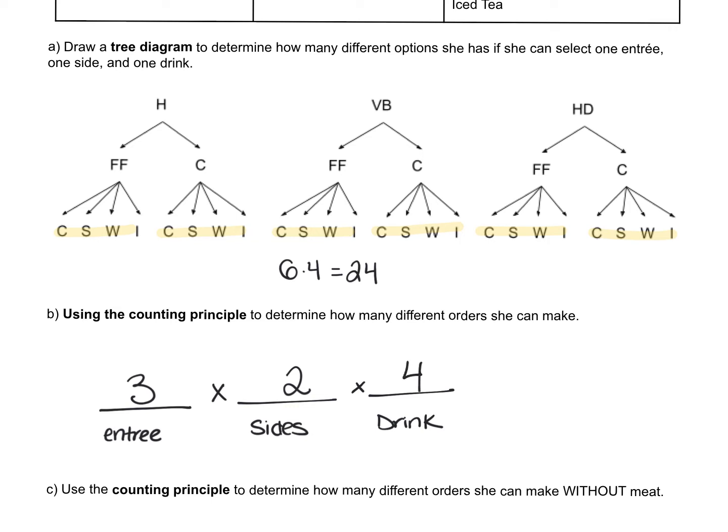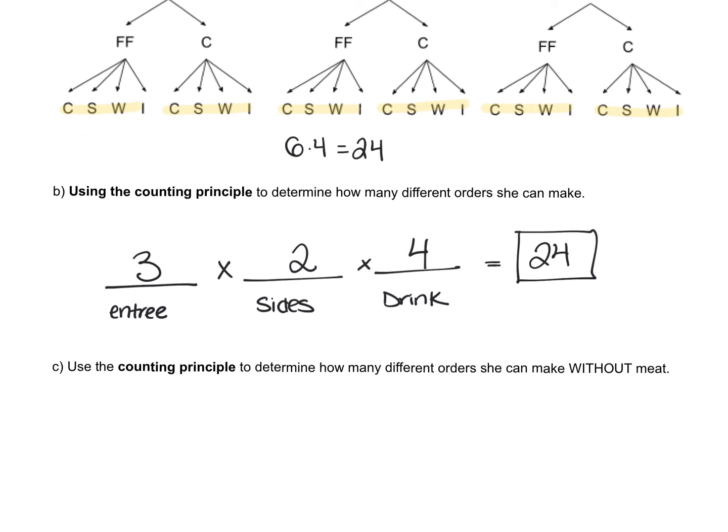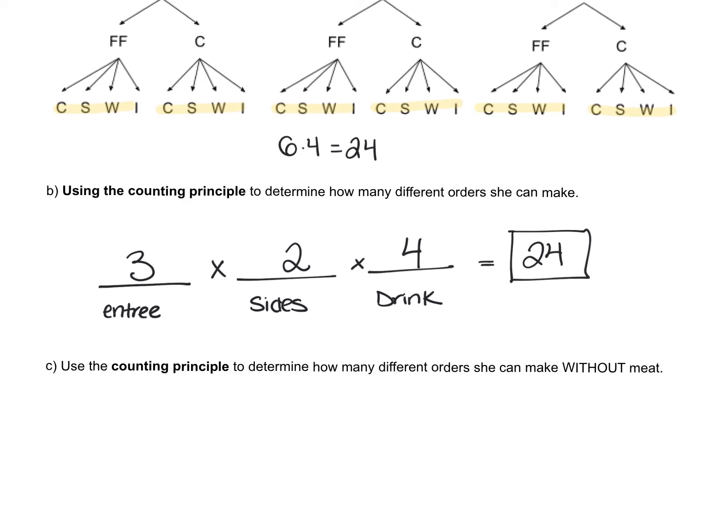Now, I guarantee if you multiply 3 times 2 times 4, you will get 24. 3 times 2 is 6. 6 times 4 gives me 24. So 24 possible options that I can order. So a tree diagram is really not necessary to figure out total possibilities. So let's use the same scenario. Let's use the counting principle one last time and determine how many different orders I can order without meat.